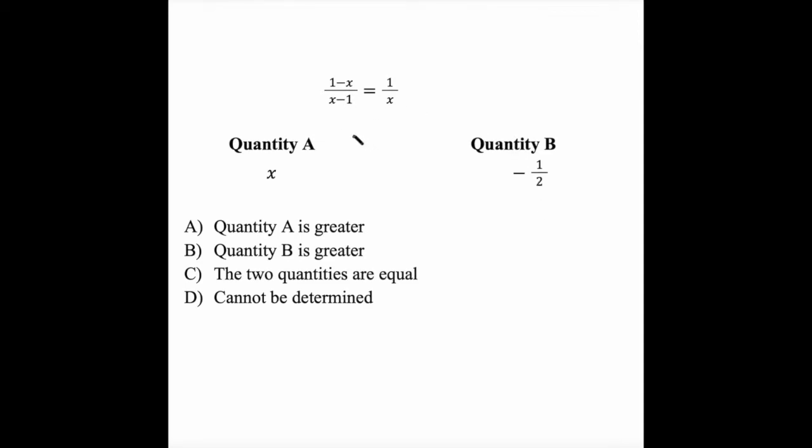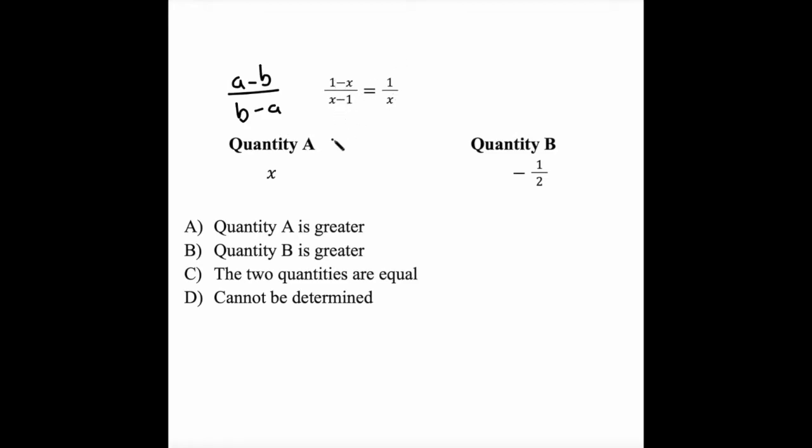Now, the quickest way to solve this problem is to recognize a pattern that we have here. 1 minus x over x minus 1. Whenever I have, I'll just say, a minus b over b minus a, that automatically equals negative 1. Try it with any number you like. 3 minus 2 over 2 minus 3. 10 minus 1 over 1 minus 10, right? It doesn't matter what numbers you pick. It'll always equal negative 1.